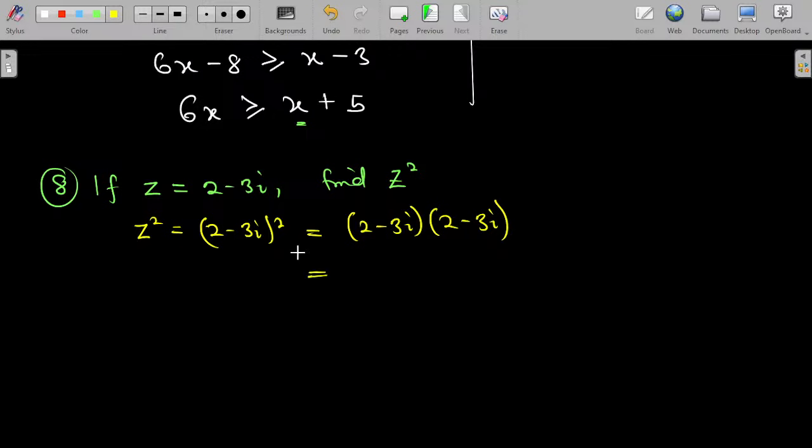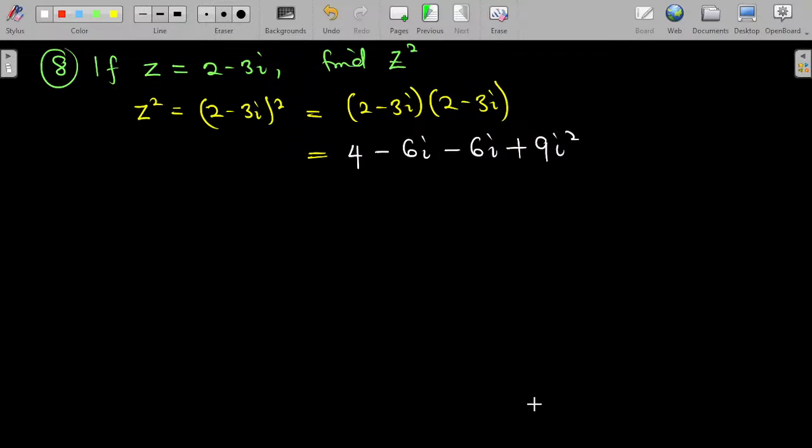So observe what is going to happen here. 2 will multiply 2 to give us 4. 2 into minus 3i will give us minus 6i. Then minus 3i times 2 is also minus 6i. And minus 3i times minus 3i will give us plus 9i squared. Beautiful. So you will now try to simplify this. This is going to be 4. Here is going to be minus 12i. And then we know that i squared is equal to minus 1. So minus 1 times 9 will be minus 9.